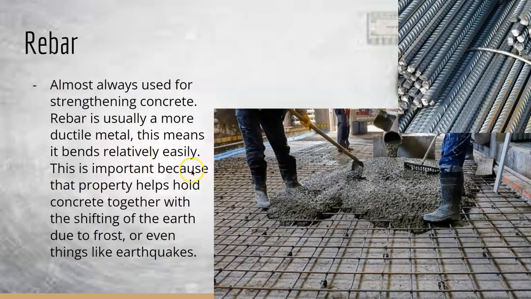Okay. This is important because that property helps it hold concrete together. With the shifting of the earth due to things like frost, because we have frost heaving in places like Canada, or even things like earthquakes, where we don't really feel that, but maybe somewhere down along the fault line in California would need to have strength in the concrete to resist earthquakes.